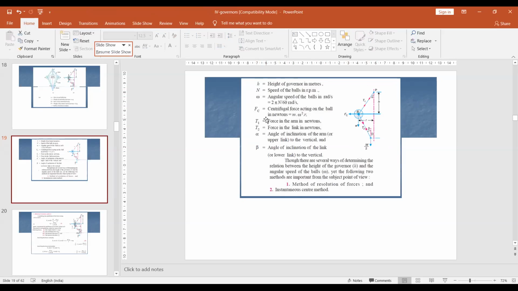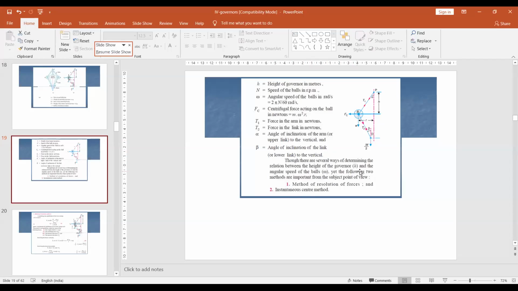Fc is the centrifugal force acting on the ball, T1 and T2 are the tensions in the arms and the links, alpha is the angle of inclination of the arm, and beta is the angle of inclination of the link. So those are the notations used in our derivation.